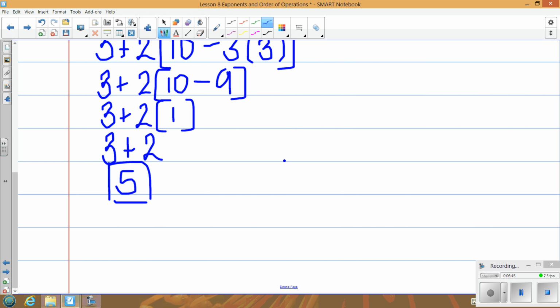And you can always remember with order of operations, even though you're not allowed to use a calculator on your first test, you can always check for homework. You can always check your answers using a calculator. Your calculator will always spit out the correct order of operations.